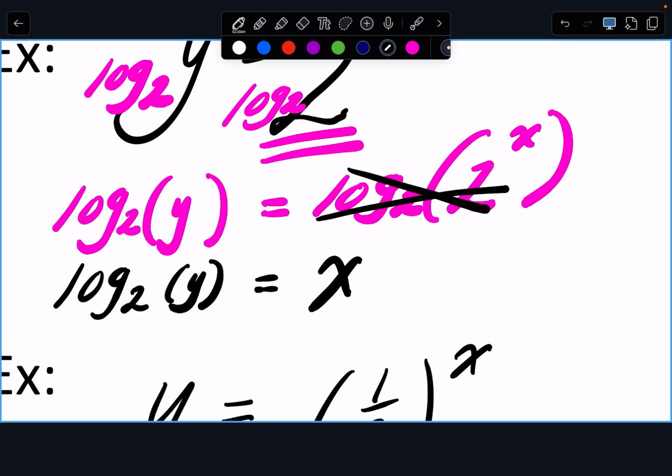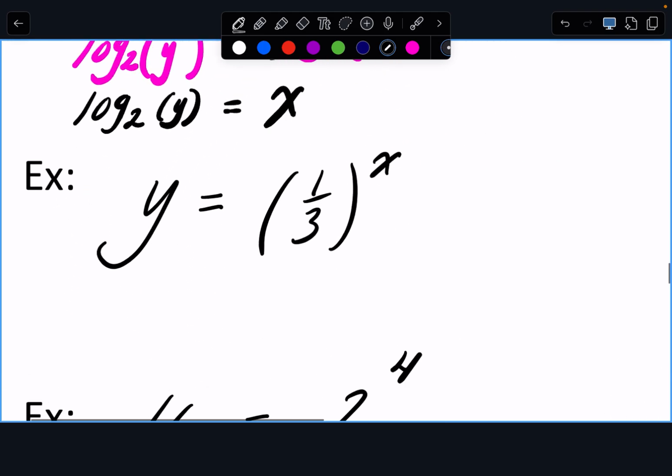I had somebody last period say, shouldn't we have switched x and y? Yes, if they said find the inverse. Isn't that what we do first? But they just said switch this to a log. We're not switching anything.